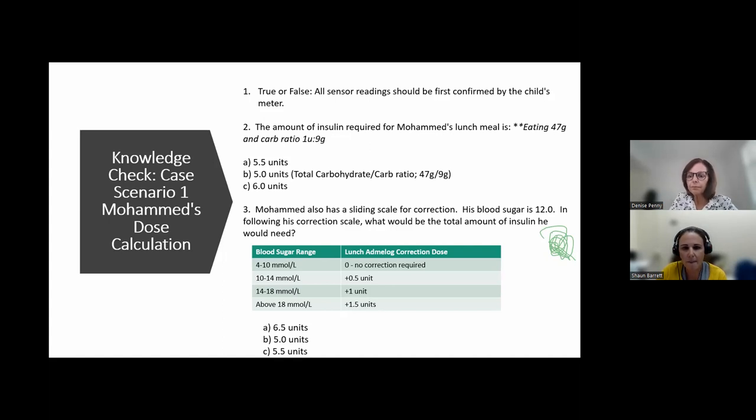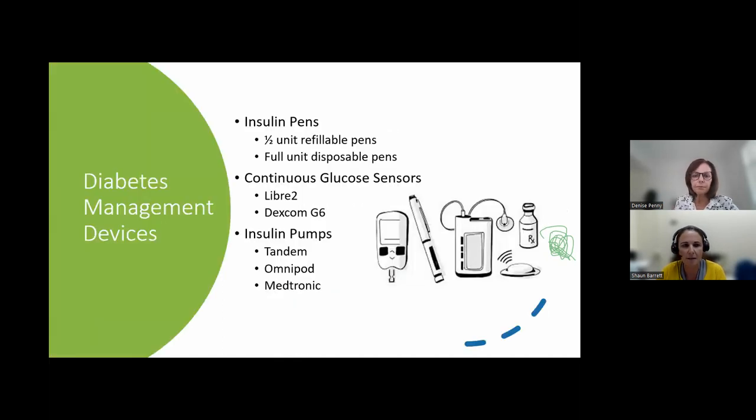I'm now going to hop over to talking about diabetes management devices, particularly insulin pens, glucose sensors, and insulin pumps. The amount of progress that diabetes has made in technology and management over the past 6 years has been incredible. It really is hard to keep up with, to be quite honest, but it has really improved the management for people with type 1.